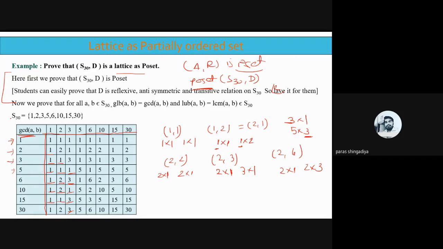And use this value in this column as 1, 5, 5. So write it here 1, 5, 5 and 5. Clear? And then after that the next number is 6.